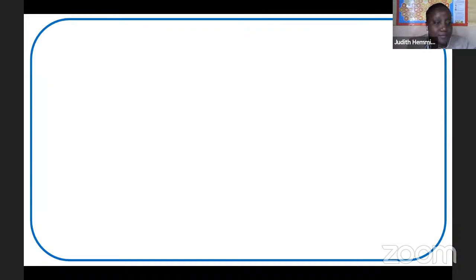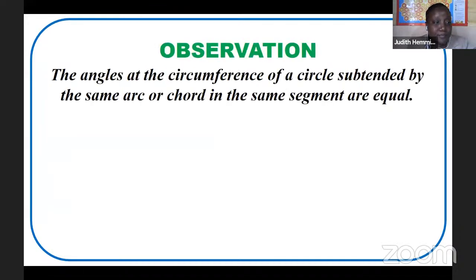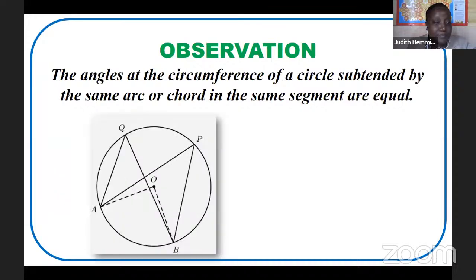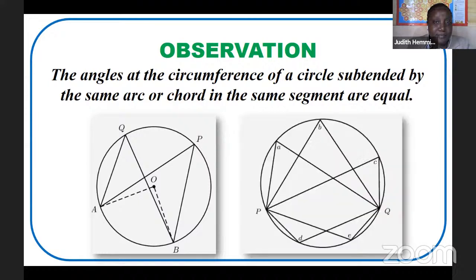So a nicely laid out observation we have now is that angles at the circumference of a circle subtended by the same arc or chord in the same segment are equal. So when you are looking for a reason, you don't have to wrap your mind around how to structure this. We have a nice little laid out reason here for you to use. Now, there are critical components, so even if you don't remember this word for word, there are some critical components that you must include.